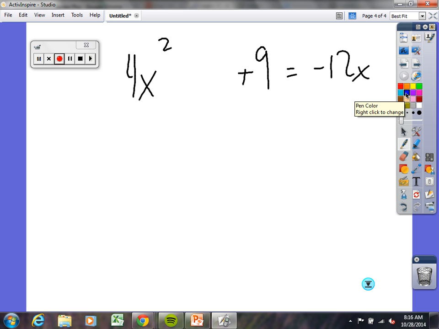What's wrong with this one, guys? It doesn't equal 0, and we want it to equal 0. So what do you guys think we're going to do? I would add the 12x. Does it matter what side I get them on? It won't matter. So I personally am going to get the 12x over this side.